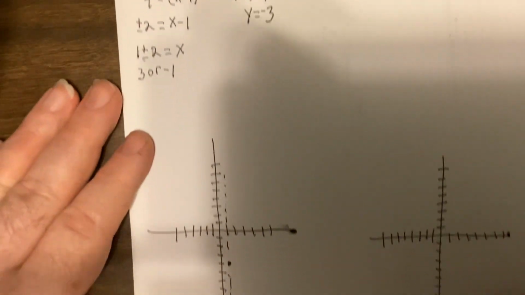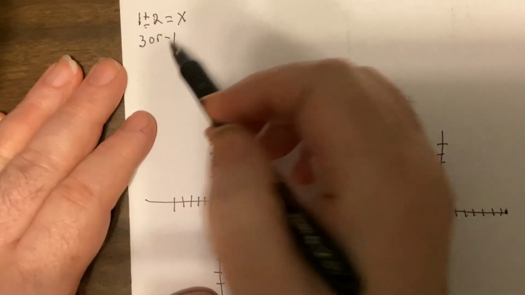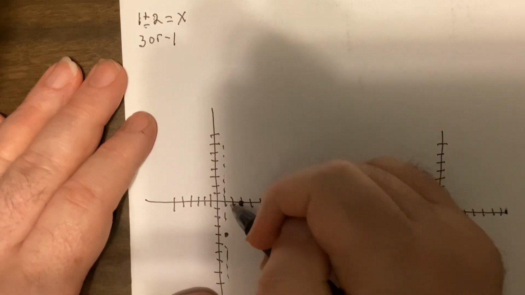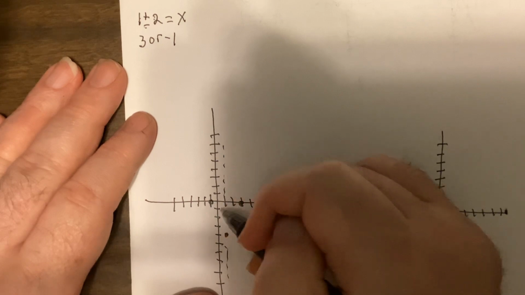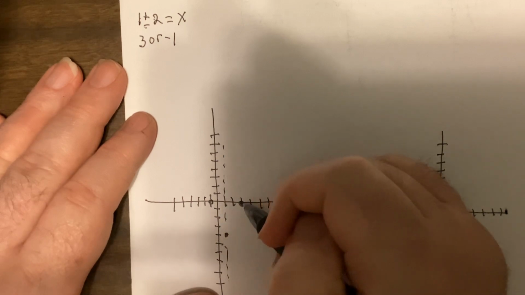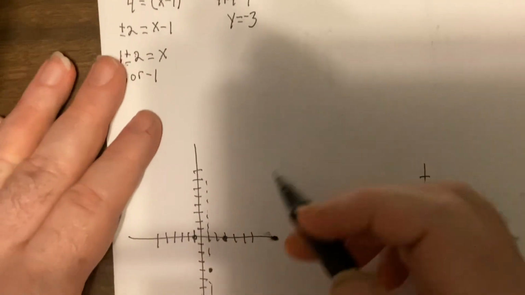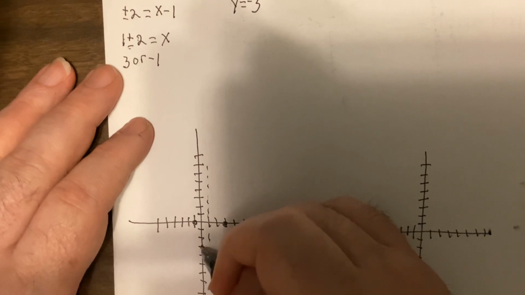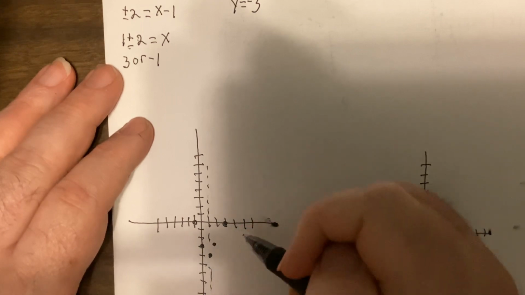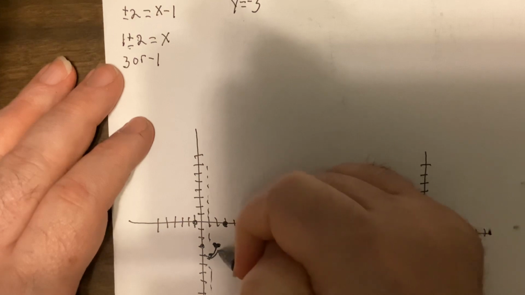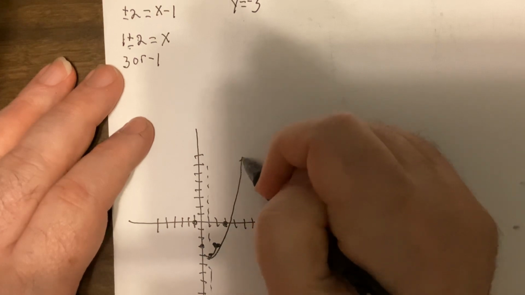So 3 or -1 is my x-intercepts. 1, 2, 3. -1. Notice they're both 2 units away from the axis, so I would expect that to be right. The y-intercept's -3. 1, 2, 3. But if there's a point 1 unit to the left, there has to be a point 1 unit to the right. Remember, it's a curve. Here, I got that a little bit off. There we go.